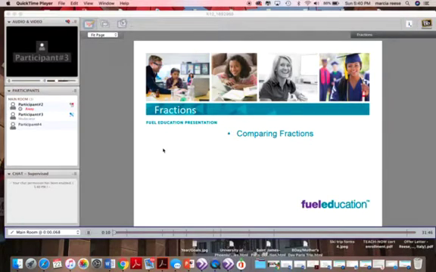Work on our math lesson today, working with fractions, comparing fractions. So before we get started with our fractions, we're going to go over some of the classroom expectations.